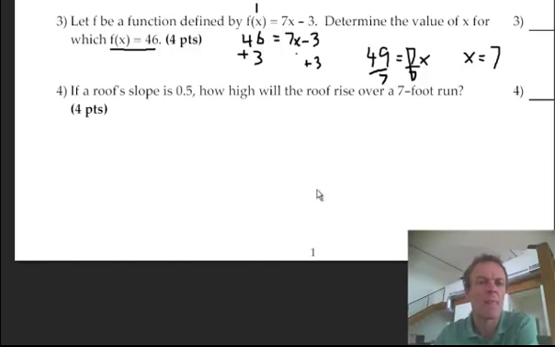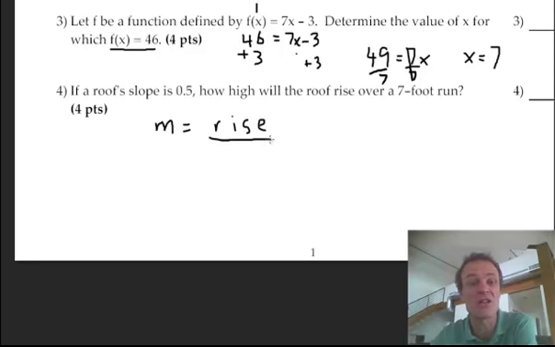Right. So, slope. Now remember, slope, m. Slope is rise over run. I'm not doing any fancy equations right now, because I don't see any points I need to put into an equation. It's just rise over run is the slope of a line, okay? So, I know what the slope is. It's 0.5. I'm going to put it right there. That is 0.5, okay? That's the slope.